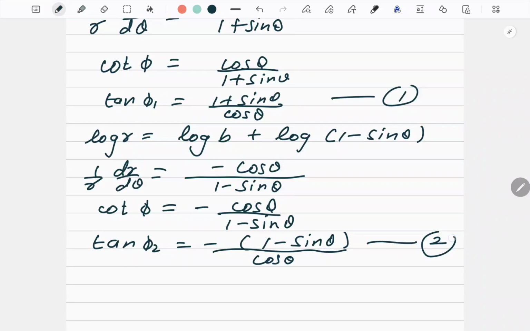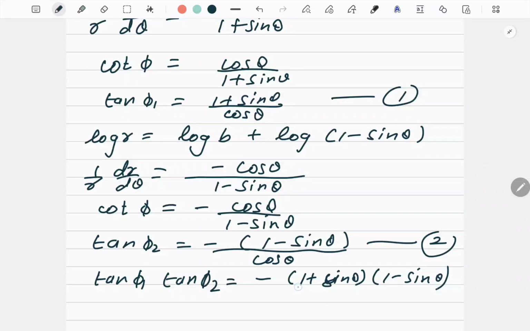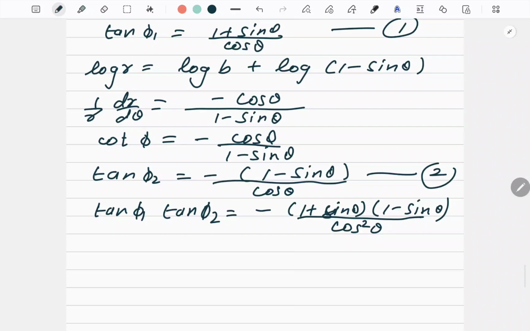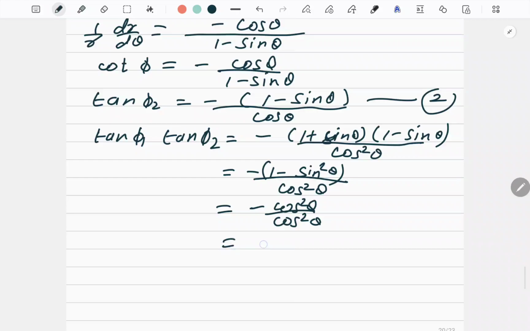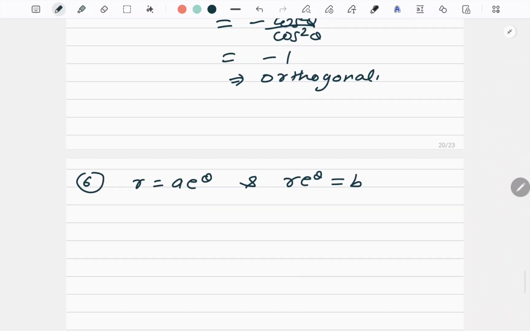If you observe, this is almost like the first question, only instead of 1 plus sine theta, I am getting 1 minus sine theta. So tan of phi 1 into tan of phi 2. So it is a very easy chapter. If you learn the small basic concept, it's very easy. So minus 1 plus sine theta and 1 minus sine theta upon cos square theta. Now again a plus b, a minus b formula I am applying. So 1 minus sine square theta with negative sign upon cos square theta. So 1 minus sine square is what? Cos square. So minus cos square theta upon cos square theta. So minus 1, which implies orthogonal. So very easy concept. Let's move to the next question.